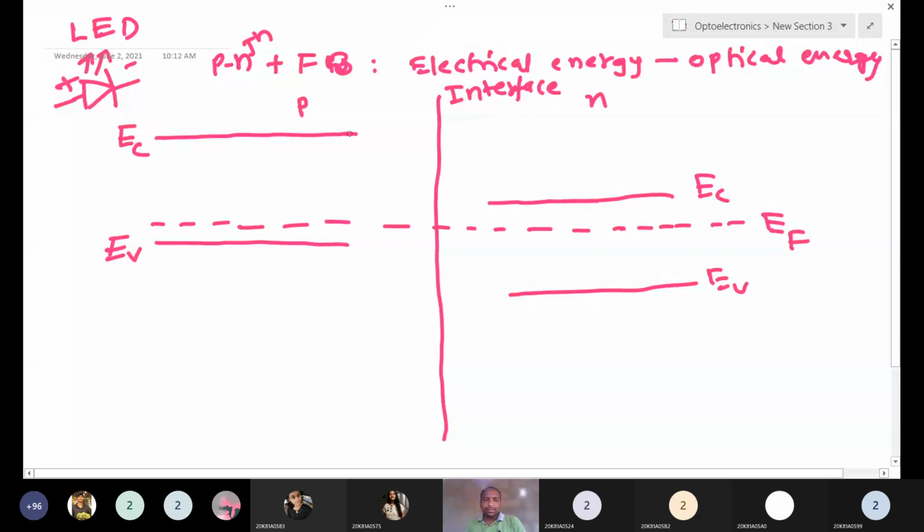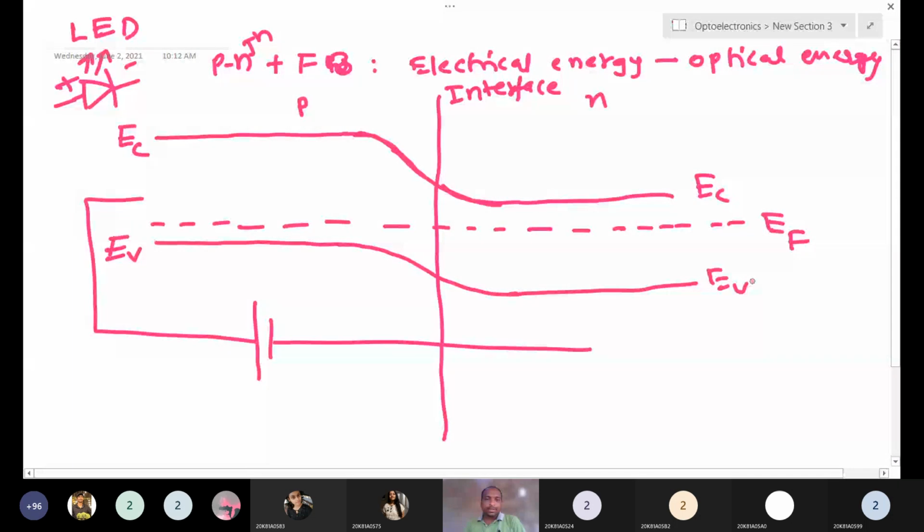We are applying some forward bias voltage. The junction is connected to forward bias, that means the plus terminal is connected to the p side and the negative terminal is connected to the n side. This is called forward bias condition. When you apply forward bias, the Fermi level is no more constant, because the carrier concentrations in the p side and n side are changing. That's why the Fermi level on the n side shifts upward, and on the p side it shifts downward. We have discussed that several times.